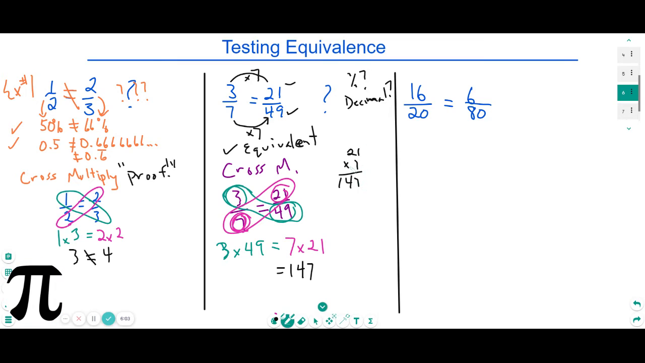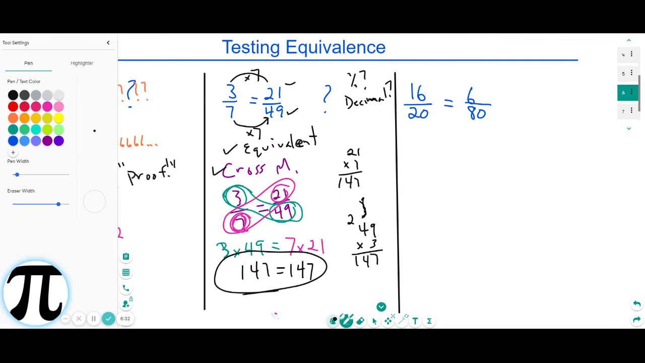7 times 1 is 7, 7 times 2 is 14. And in fact, why don't we just, hang on, write the bigger number first, Mr. Smith. Why don't we just do it longhand with 49 times 3, 9 times 3, 27. So far, so good. 3 times 4 is 12, plus 2 is 14. Okay, so cross multiplying also provided us proof, okay? So you can use cross multiplying to prove or disprove.